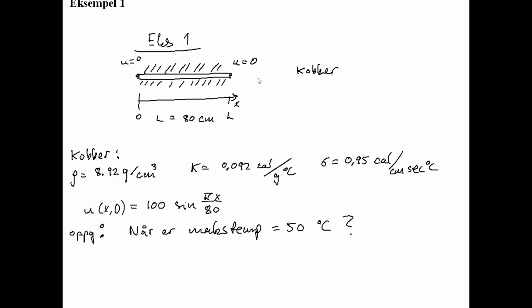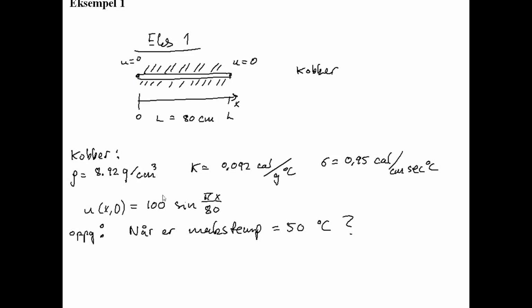Let's consider the following concrete example. We have a copper rod with the length 80, in fact centimeters. It's insulated and it's kept at a constant temperature equal to 0 Celsius at the boundary of this rod. The copper has a density 8.92. The conductivity is 0.92 and the specific heat is 0.95.